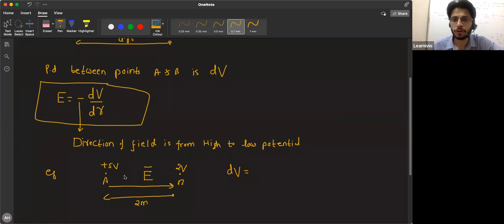Okay. Suppose at A the potential is 5 volt, and at B the potential is 2 volt. What's the difference in potential? Sir, 3. 3 volt, yeah, it's 3 volt.